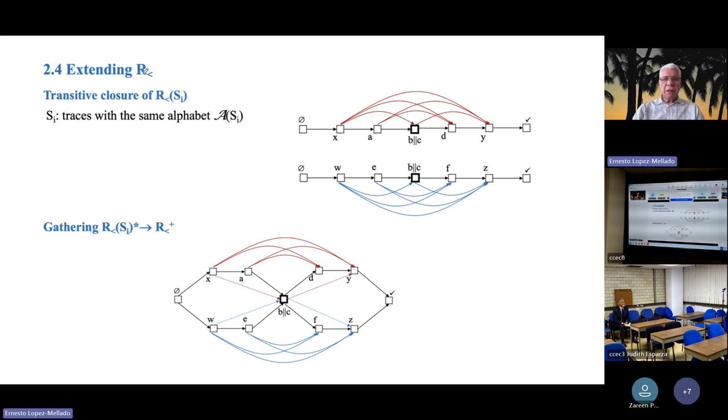This event precedence relation is extended by applying the transitive closure of every trace. And then we have the long-term precedence. And this is the complete extended precedence relation.